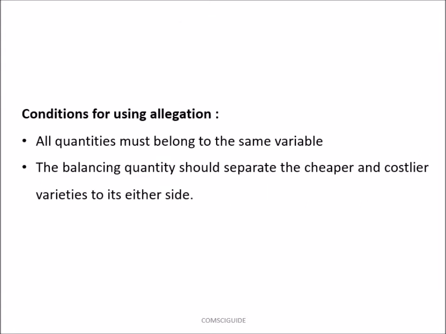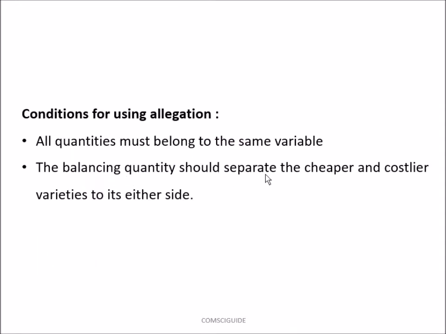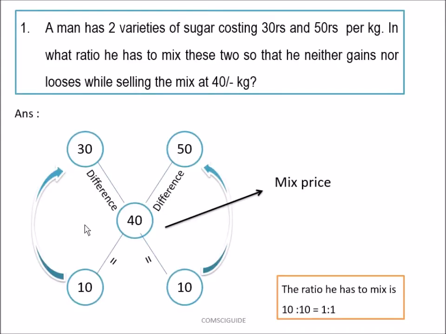And conditions for using alligation. All quantities must belong to the same variable, and the balancing quantity should separate the cheaper and costlier varieties to its either side. That is, if it is the cost price of a quantity, then it must be the cost price of another quantity. Both the quantities should represent the cost price only, and the balancing quantity should separate the cheaper and costlier varieties to its either side. And this is the balancing quantity. It separates the one quantity from the other quantity on either side.